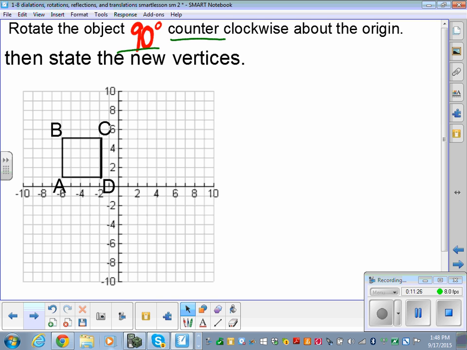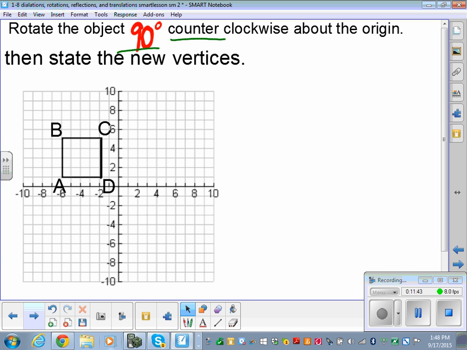Okay, so what are my points at? Really quick, D is at what point? Let me see. Sorry, I'm moving it, aren't I? It's at negative 1, negative 2. Point C is at?